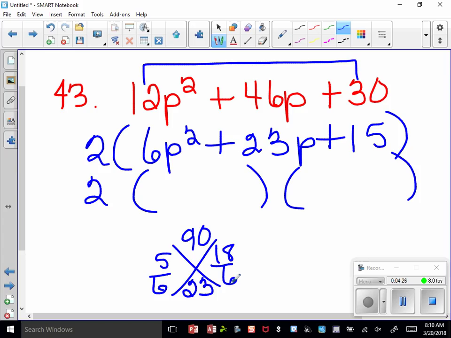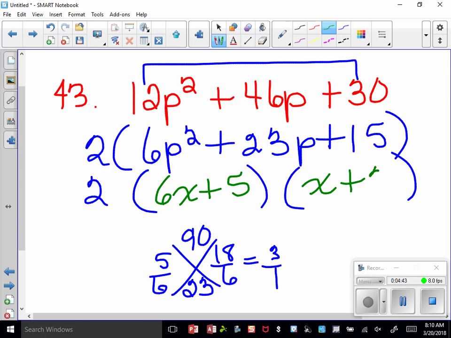We cannot reduce 5 over 6. We can reduce 18 over 6, and we want to reduce that to 3 over 1. Okay, so now we can put in our factors as 6x plus 5 and x plus 3. And again, it doesn't matter which factor you write first. All right, so let's move on to page 8.